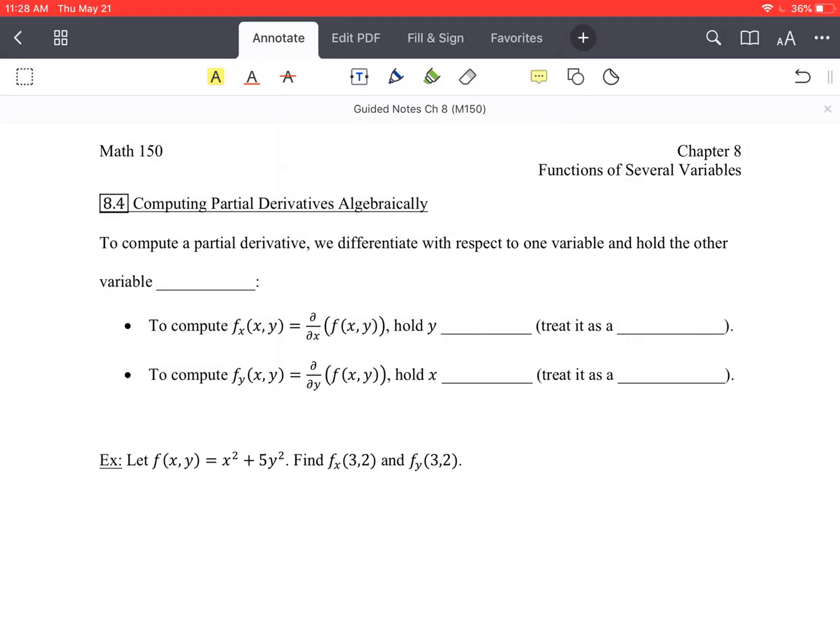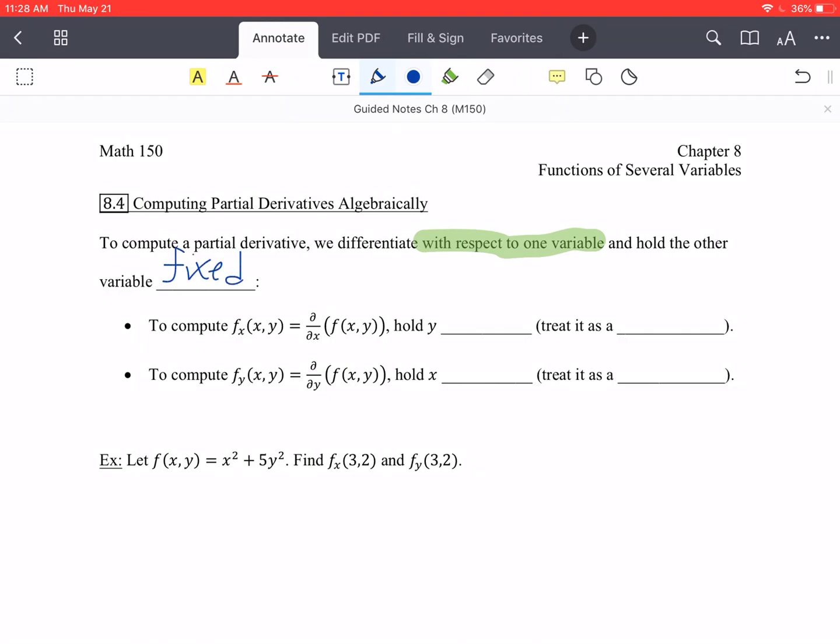All right, we're in section 8.4, looking at computing partial derivatives algebraically. To compute a partial derivative, we're not doing anything too different than what we've done before, so the rules of differentiation are still going to apply. We're basically going to be adding one additional wrinkle into the computation. To compute a partial derivative, we differentiate with respect to one variable and hold the other variable fixed.